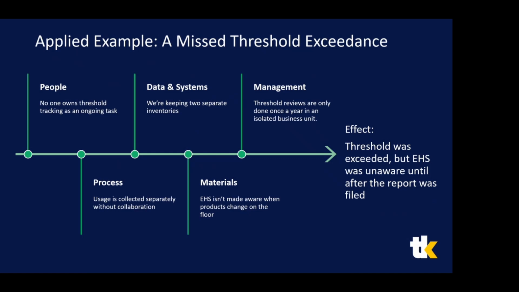And so what you would do after this is you would take all of these different potential contributing causes and you would pick one or two to solve. Some of these overlap, such as the separate inventories and the usage being collected separately. You can assign someone to this task to lead it, et cetera, et cetera. But it gives you some different pathways to explore.